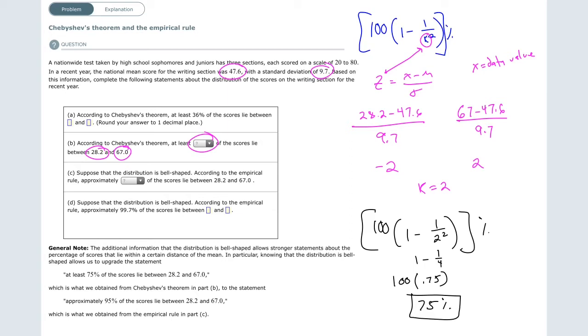And if you think back to our last problem, part A, at least 36%, that was a smaller number. What was our number on the last one? 36 to 60. So it makes sense that on part A, 36% scored between 36 and 60, but here it's 75% scored somewhere between 28.2 and 67.